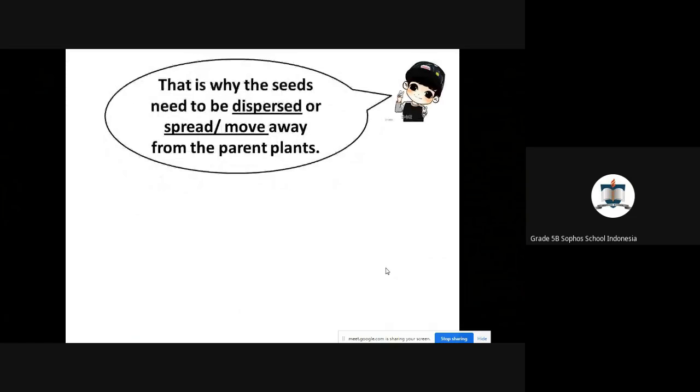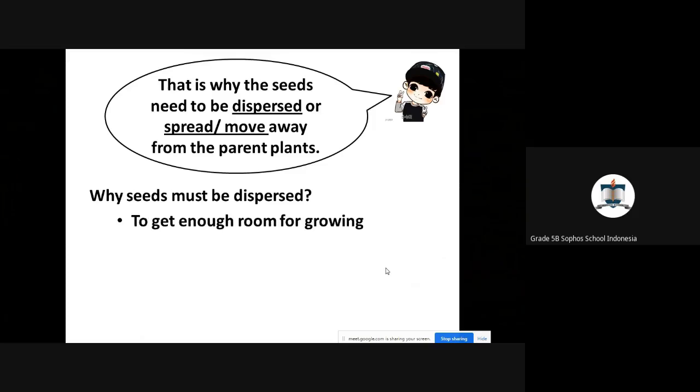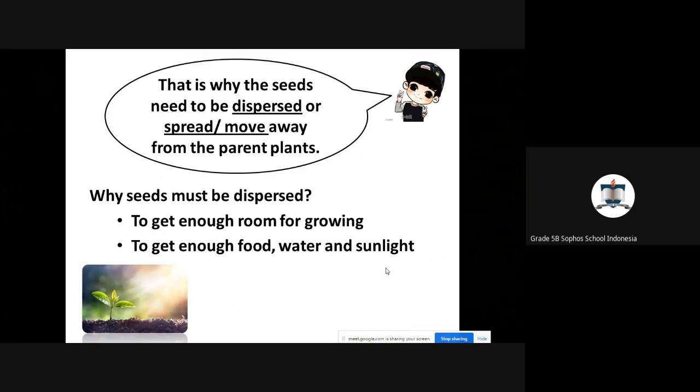Yeah, that's why the seeds need to be dispersed, or moved away or spread, from the parent plant. Why must seeds be dispersed? Because, as we have seen before, they need enough room for growing and also enough food, water, and sunlight. Imagine that they grow in one place under the parent plant: the competition will happen not only among the seedlings but also between the seedlings and the parent plant.